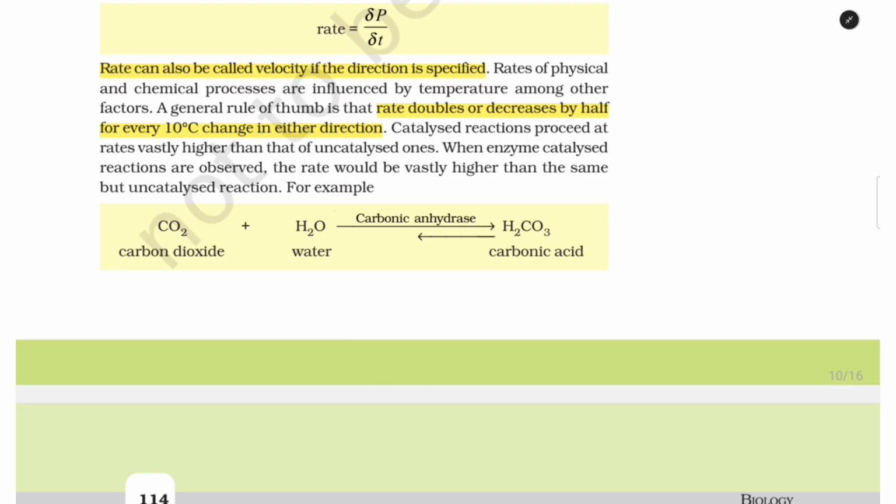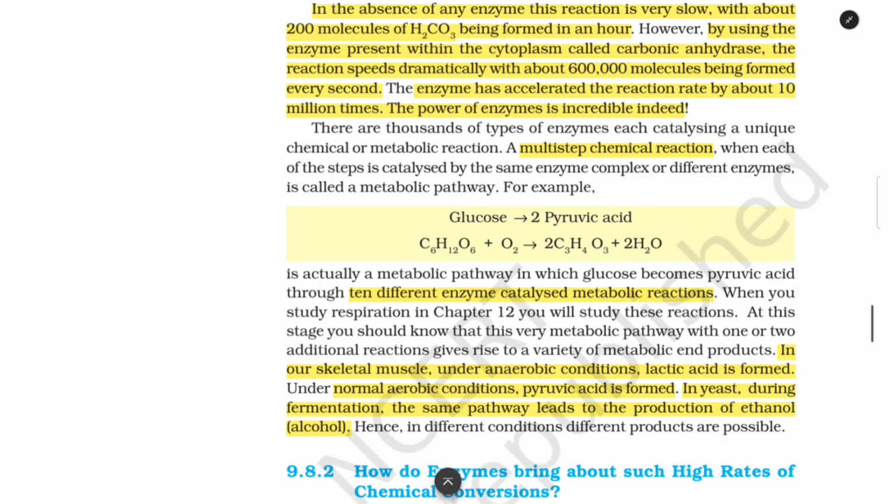Catalyzed reactions proceed at rates vastly higher than that of uncatalyzed ones. When enzyme catalyzed reactions are observed, the rate would be vastly higher than the same but uncatalyzed reaction. For example, when CO2, which is carbon dioxide, combines with water, that is H2O, in the presence of carbonic anhydrase enzyme, it forms H2CO3, which is carbonic acid, which is a reversible reaction. In the absence of any enzyme, this reaction is very slow, with about 200 molecules of H2CO3, carbonic acid, being formed in an hour.